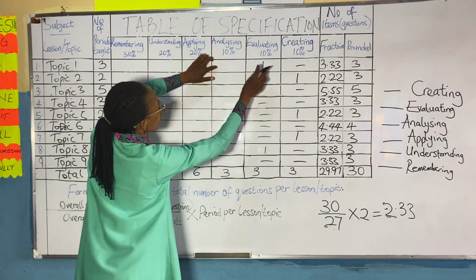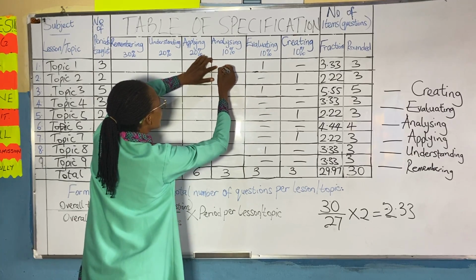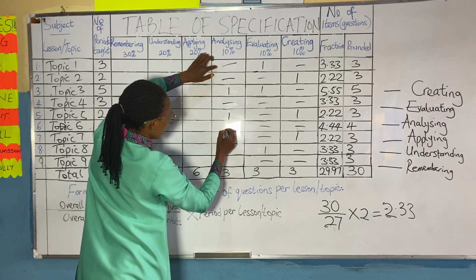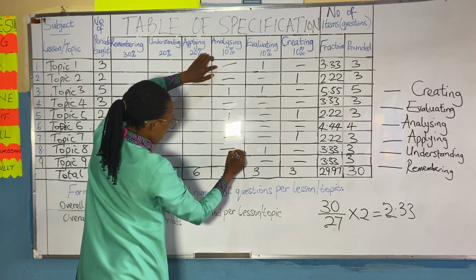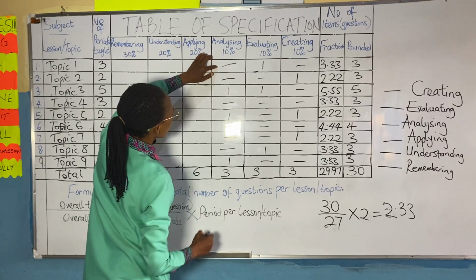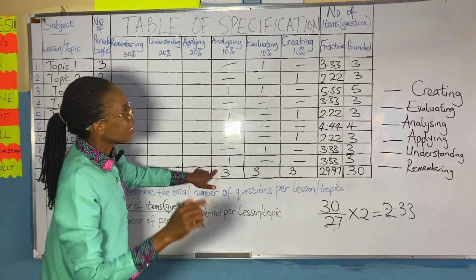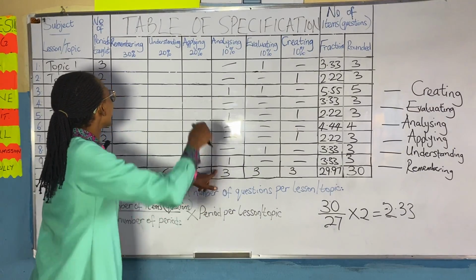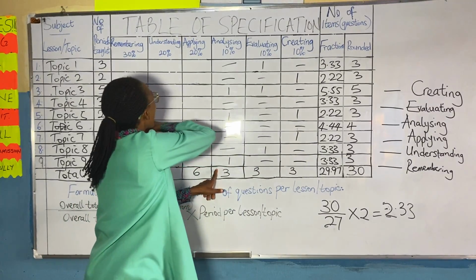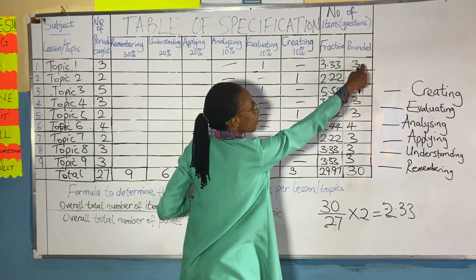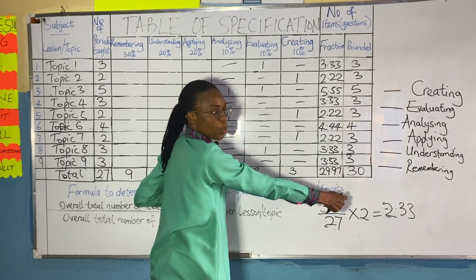We already have a question here. So let's put a dash here, a dash here. Let's say 1, dash, 1, dash, dash, dash, and 1 here. So we have 1, 2, 3. This is covered. Now remember, by the time we are done filling up these columns like this, the total number of questions should not exceed this that you have, where you have the rounded figures.